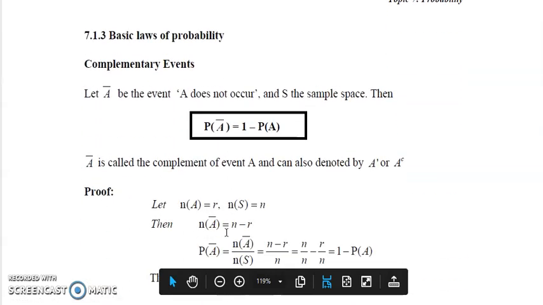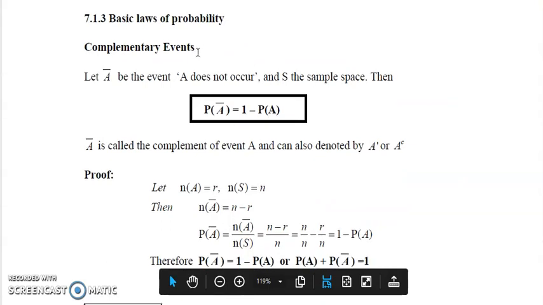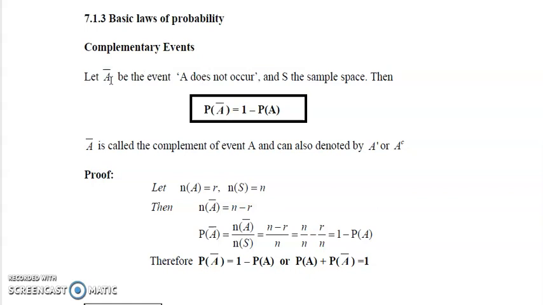So these are the basic laws of probability. Complementary events, which is A bar. A bar means the event that A does not occur, and S is the sample space, of course.